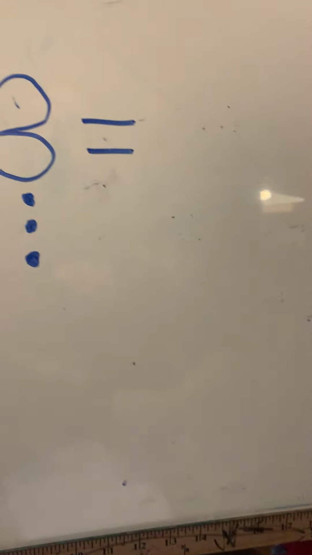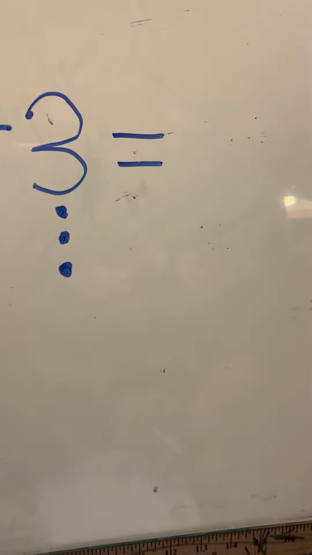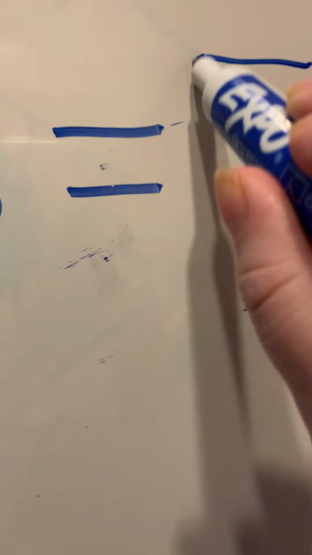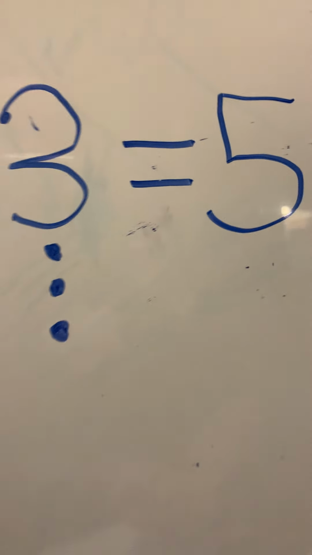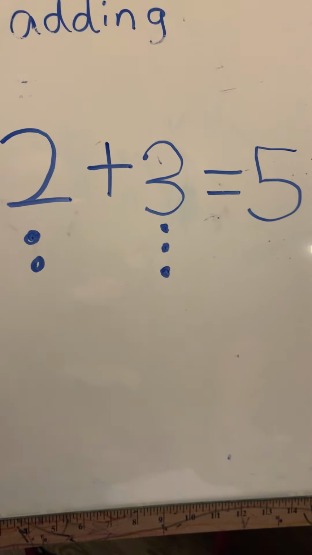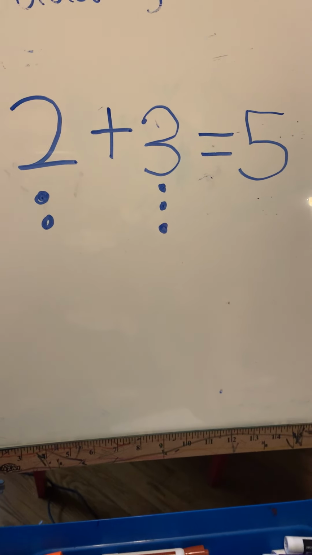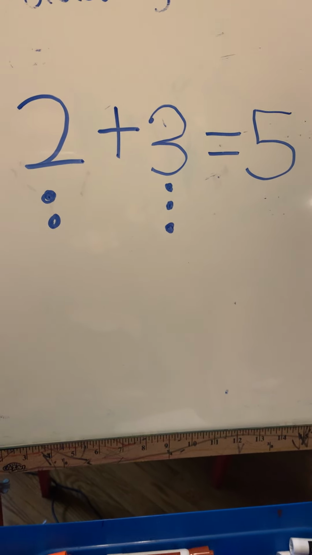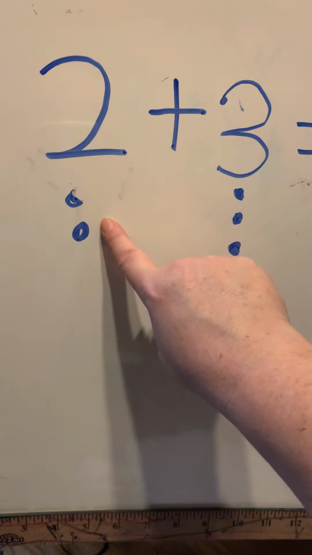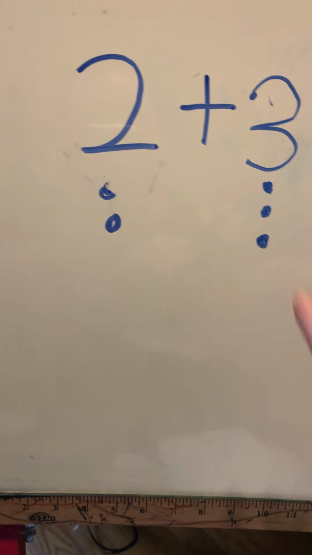And do you remember how to make your 5? Your pencil or your finger is going to go at the top. You're going to go over, down, and then you're going to scoop around. 5. So 2 plus 3 does in fact equal 5. 1, 2, 3, 4, 5.